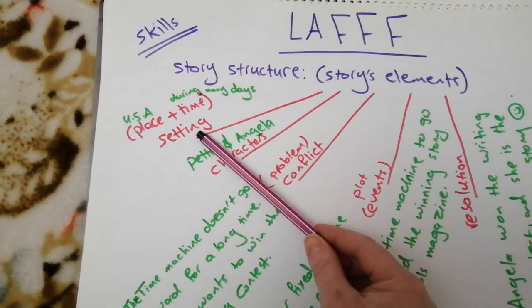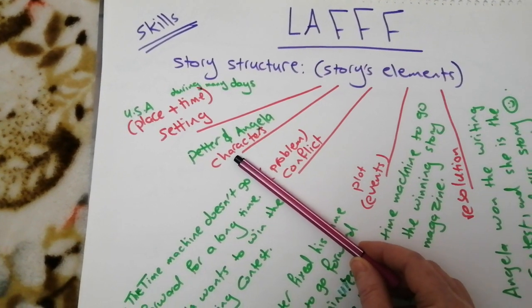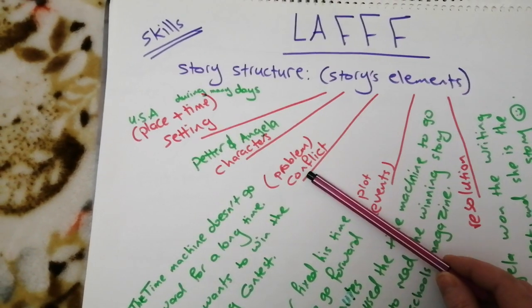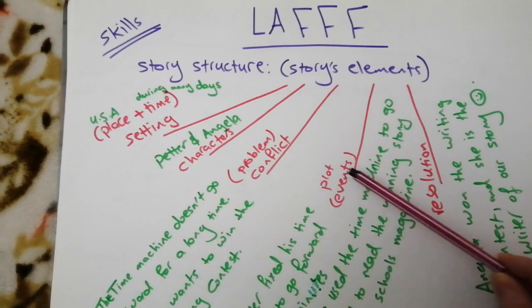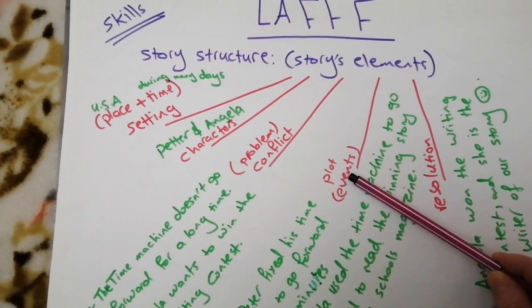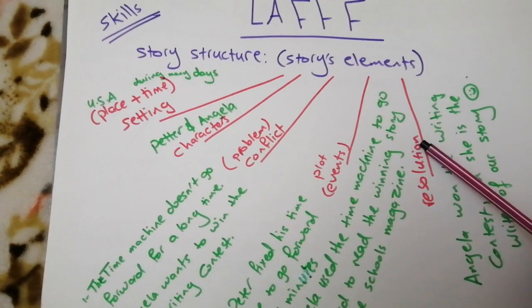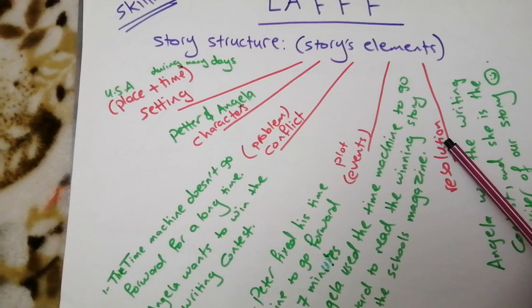We have the setting, which is the place and time. We have the characters, and we have main and minor characters. We have the conflict, which is the problem. The plot events, the main events after the problem and before the last element, which is the resolution, which is the end of the problem.